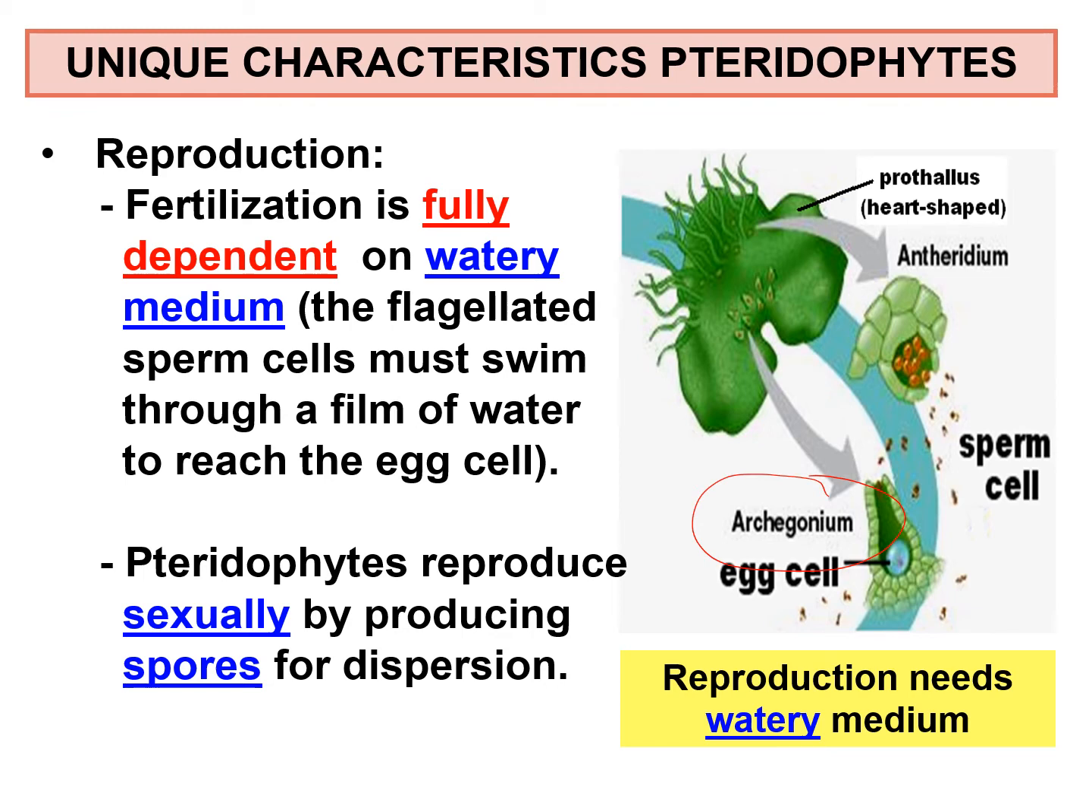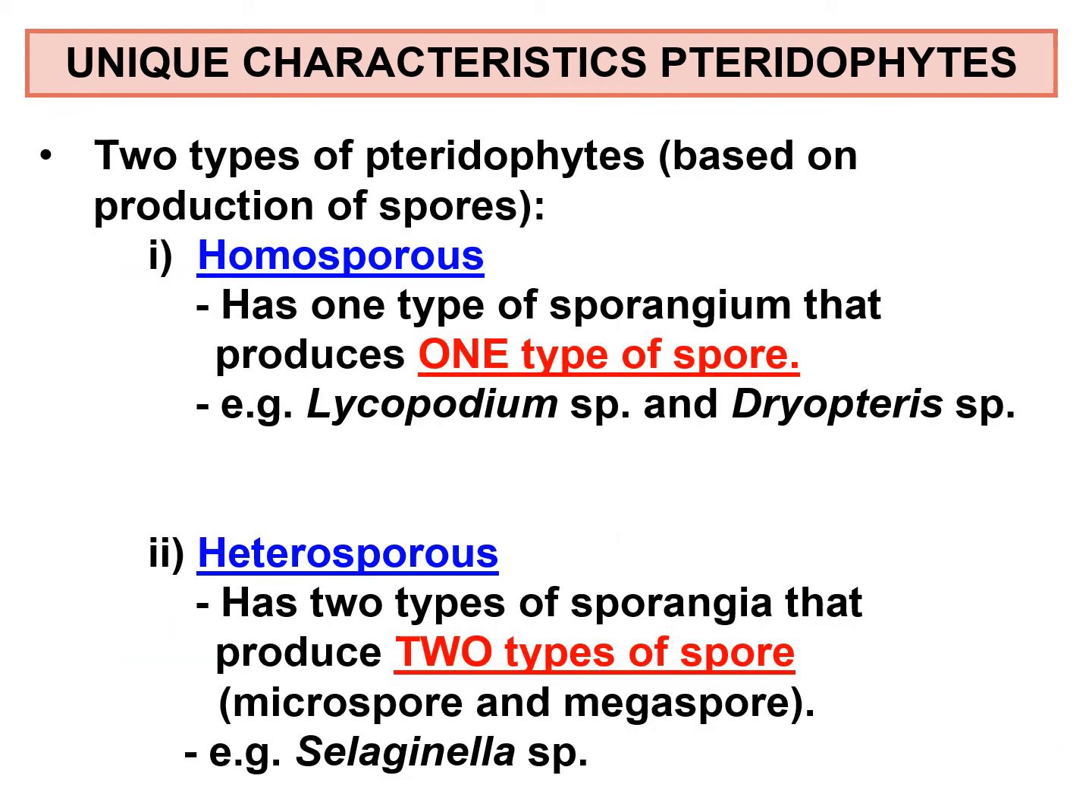Pteridophytes reproduce sexually by producing spores for dispersion. There are two types of pteridophytes based on the production of spores. Homosporous, homo meaning the same. So spore dia semuanya tak ada jantan atau betina. It is not differentiated into male or female spores.